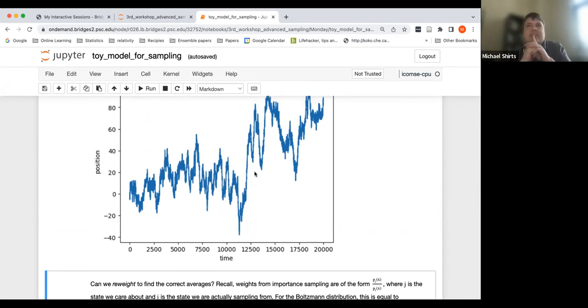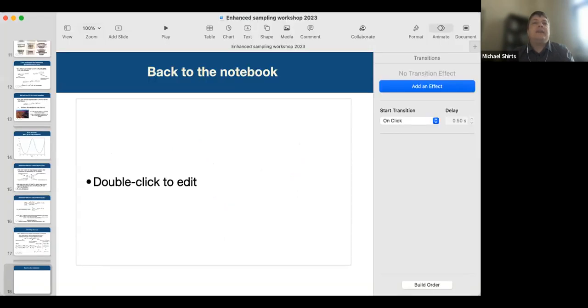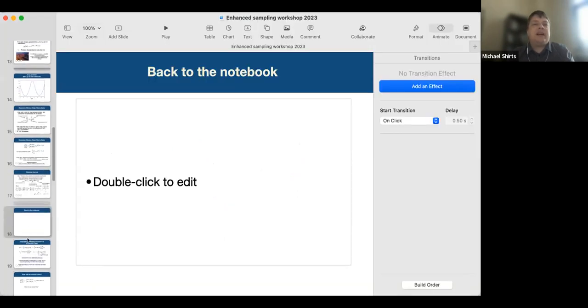But here's a key. It turns out this is visiting both minima. It's visiting a lot of other places as well, but it is visiting both minima. Can we actually take this information and correct it to get information about both minima? And so I'm going to go back to the slides and cover an important point in enhanced sampling, which is the idea of removing biases.